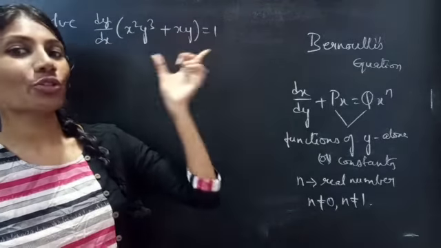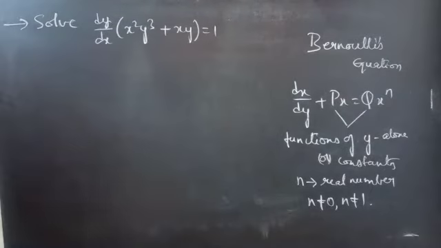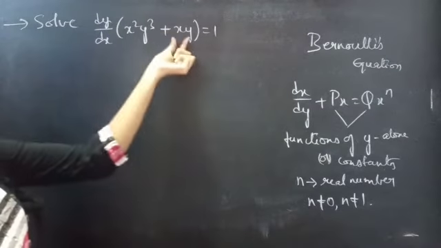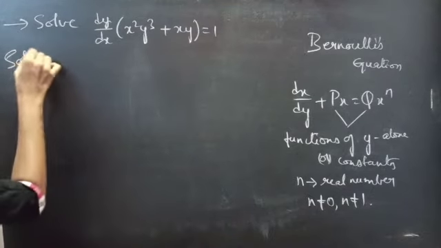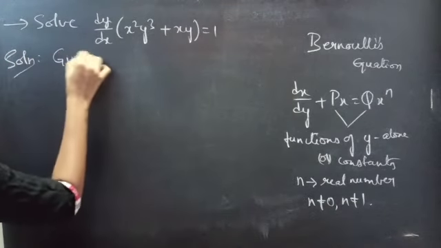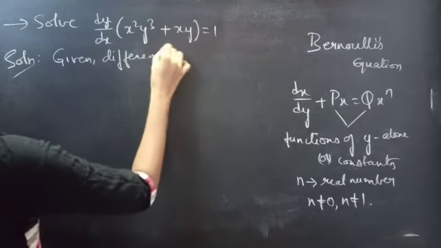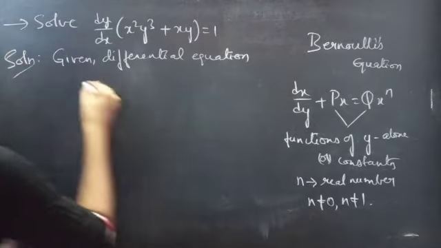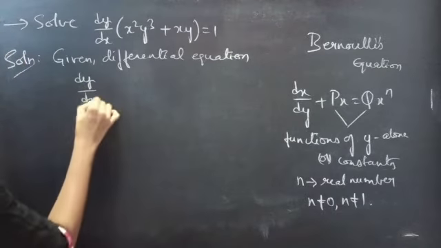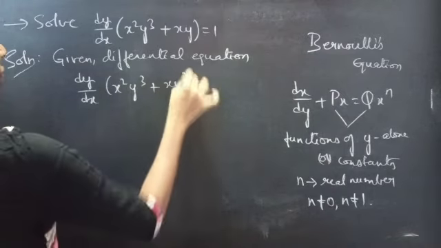In this video, we are going to solve the given differential equation. So let's get going. Problem: solve dy by dx into x square y cube plus xy equals to 1. Solution: given differential equation dy by dx into x square y cube plus xy equals to 1.